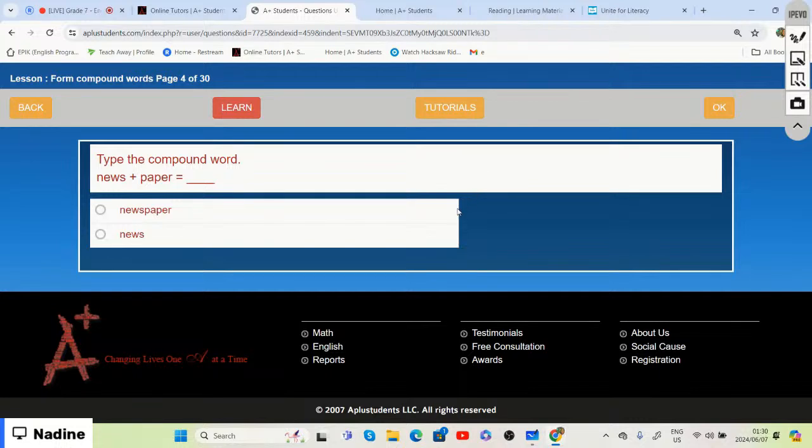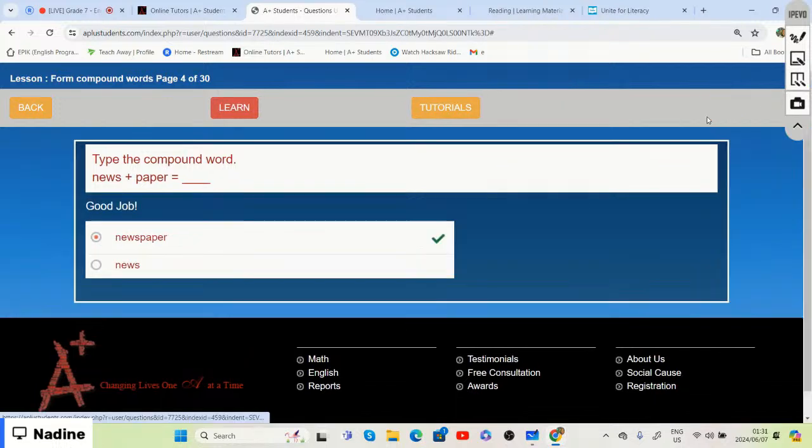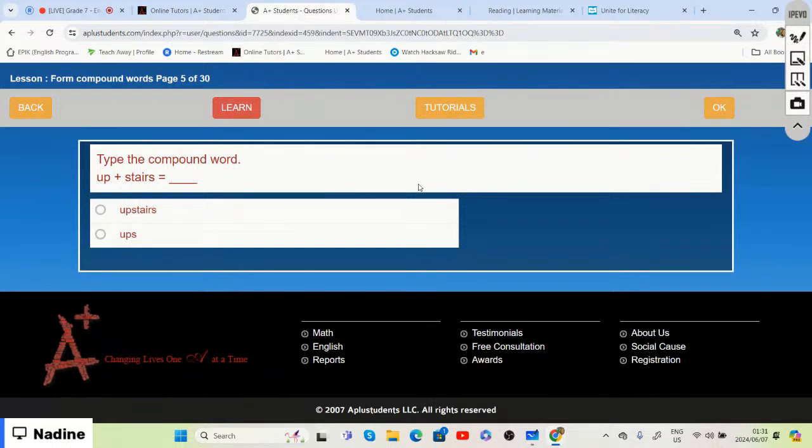We have another one, right? It says news plus paper. It's the news that is basically in a form of a paper. So news plus paper, and we can say it is newspaper. It's not just news alone because we need to also add the second word that was there. So well done. Newspaper is correct.